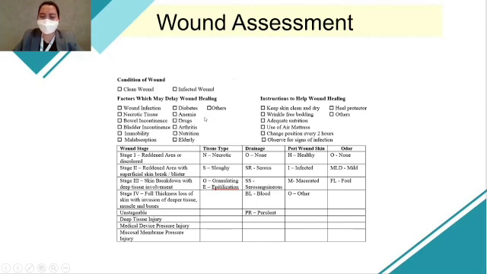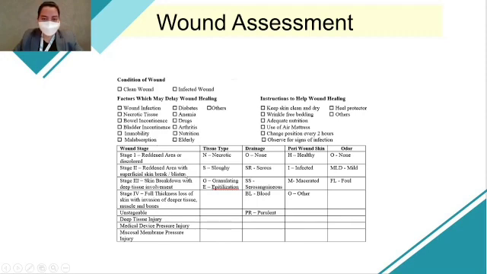And also, what are the instructions to help wound healing? It might be keeping the skin clean and dry, adequate nutrition, wrinkle-free bedding, use of an air mattress, it might help. And changing position every 2 hours, observing signs of infection, heel protector, and others. This one, I discussed earlier.